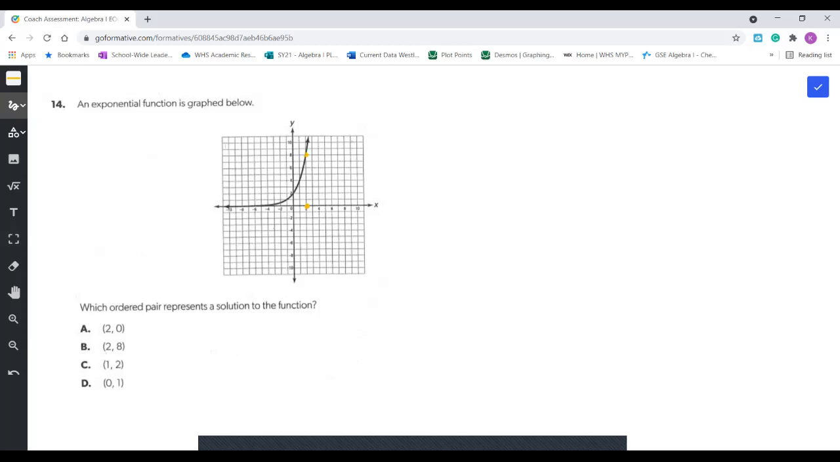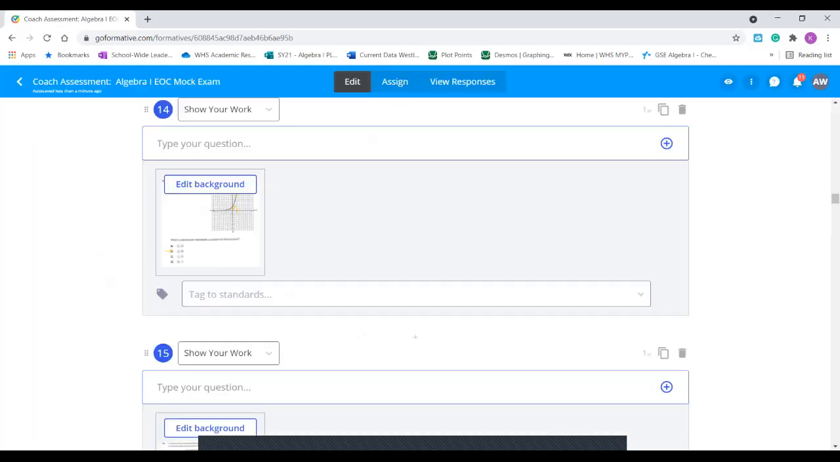Over 1, up 2. That's there. And over 0, up 1. That's here. Look, the only one that touched the actual curve itself was over 2, up 8. So that has to be the answer. That is the solution of a function: any value that lands on the actual curve itself. Let's go to number 15.